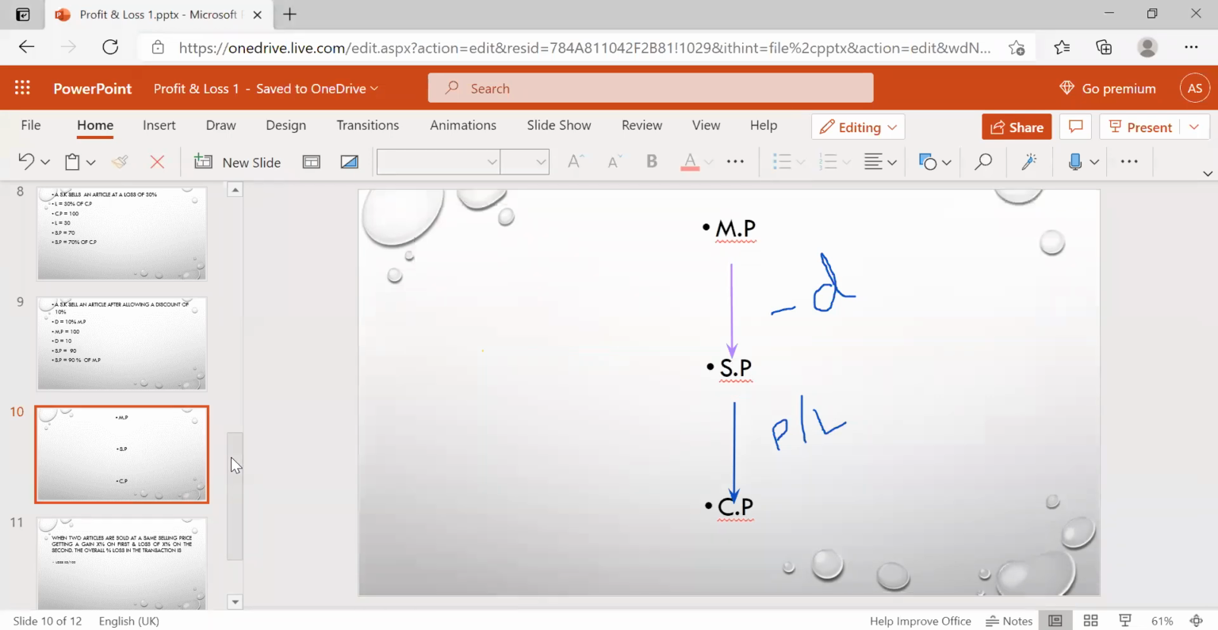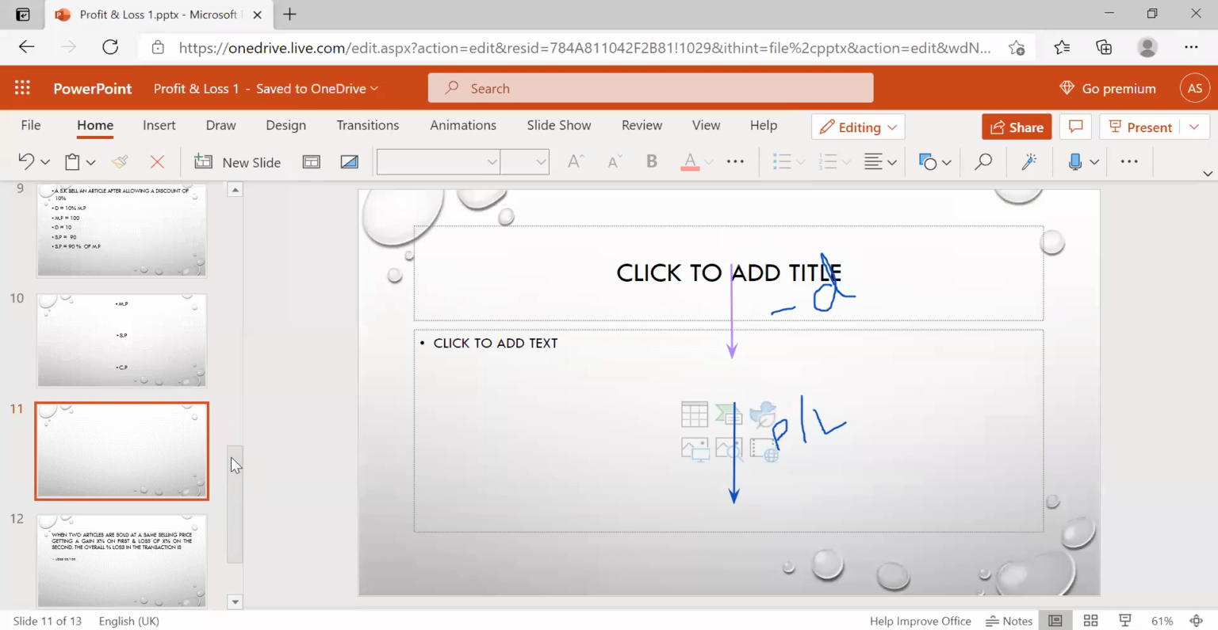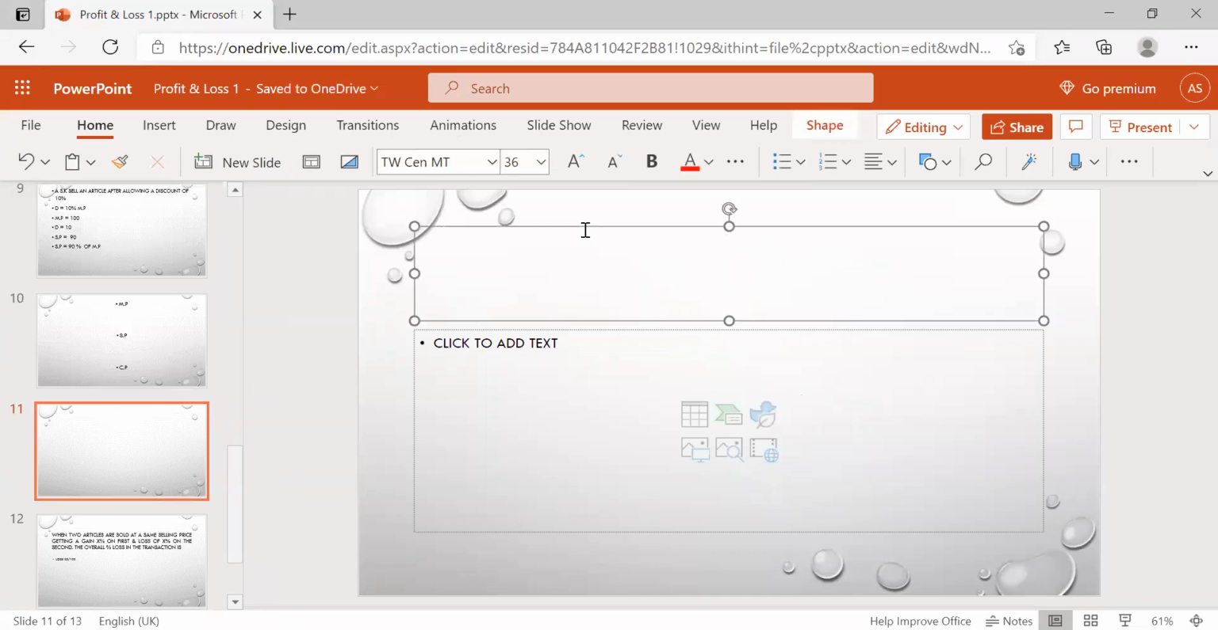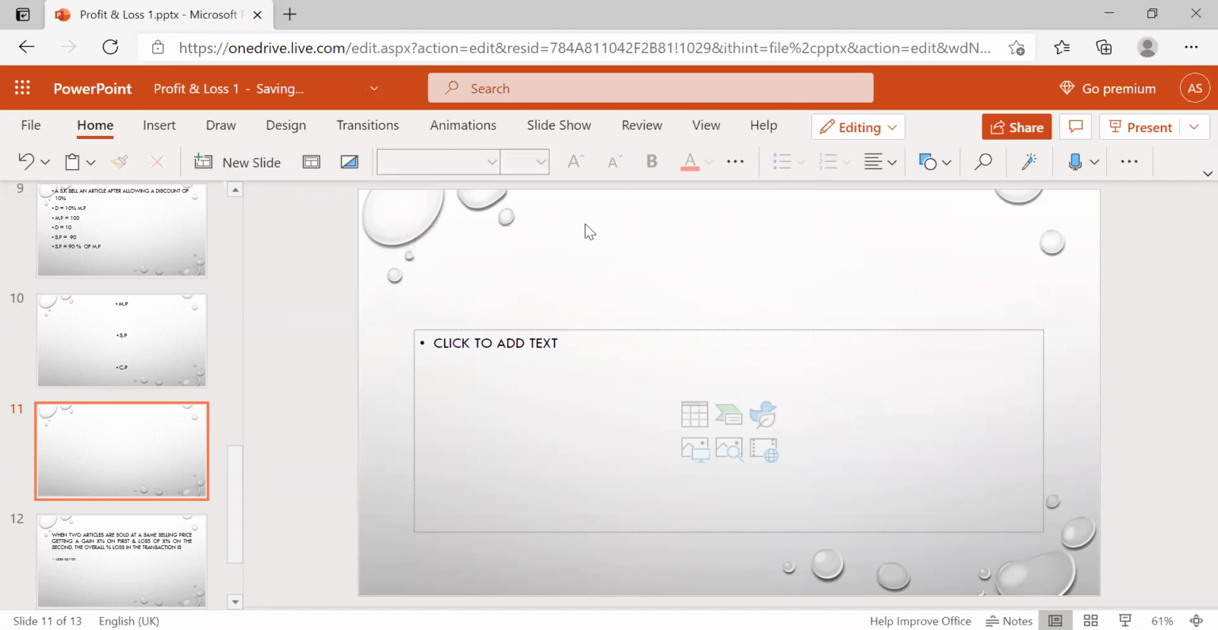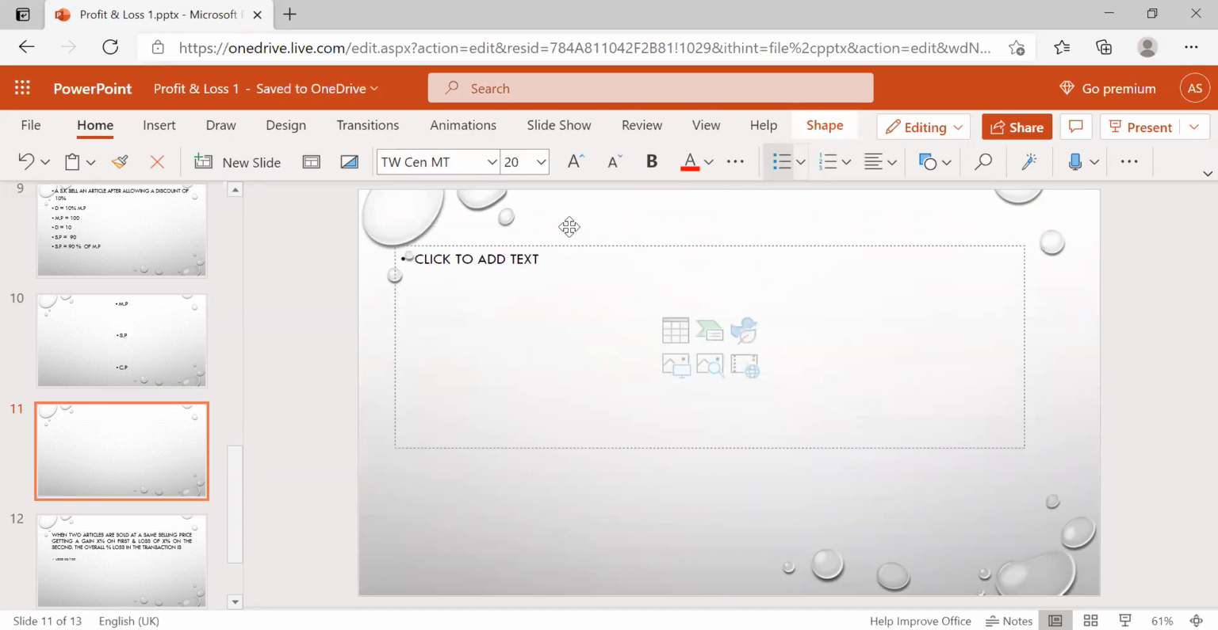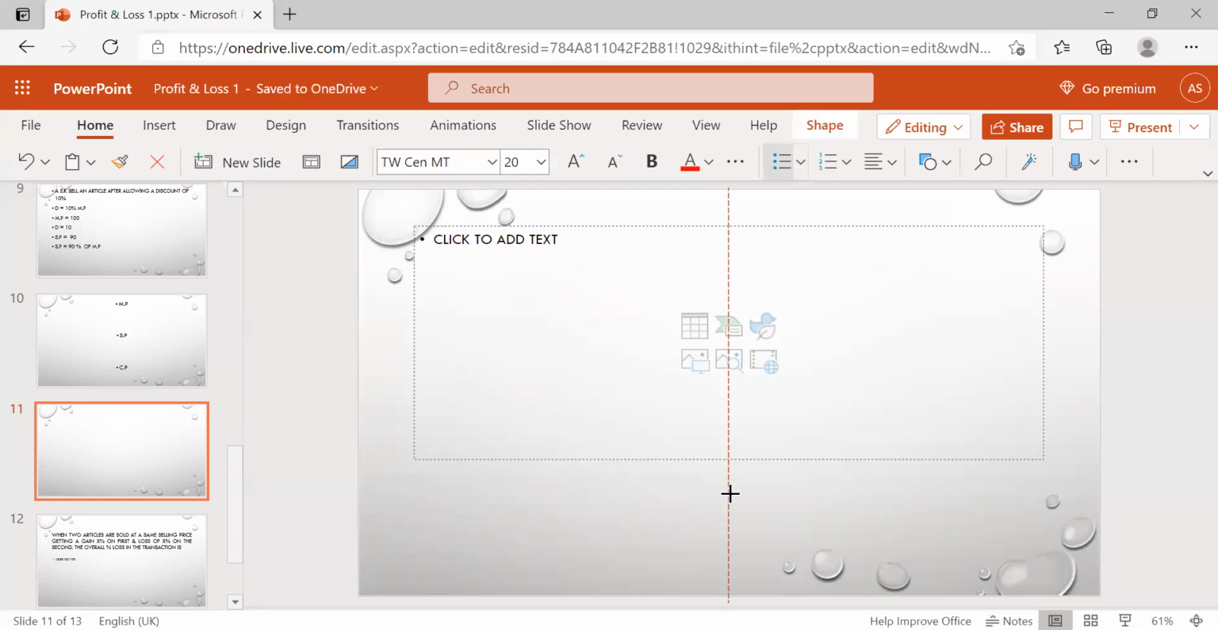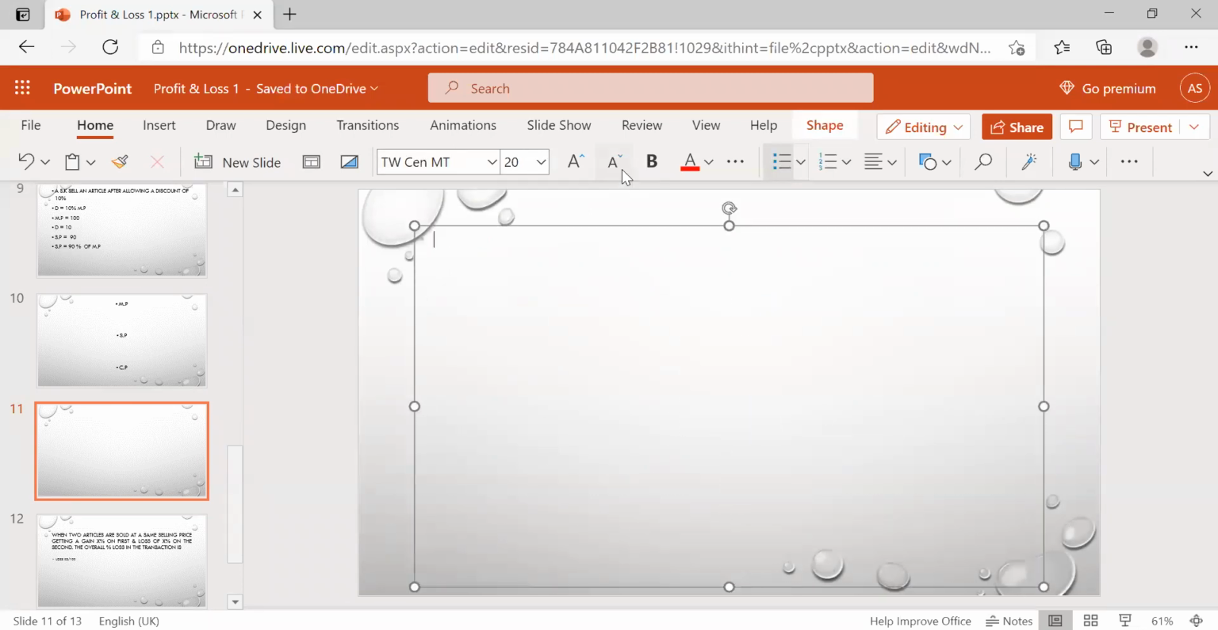Okay. Now we'll check some basic problems. So by using the formula and then by using the percentage values also. Okay. Now, first problem for you. I'm not going to solve it. You people will solve this one.